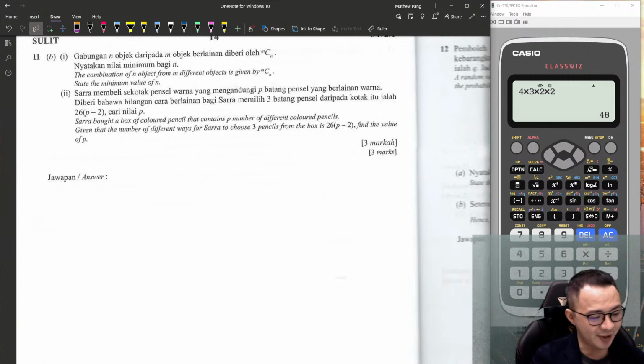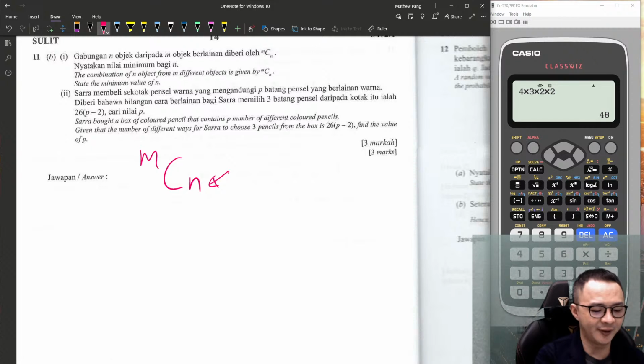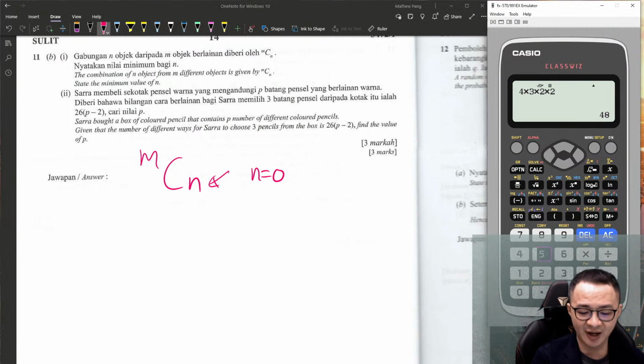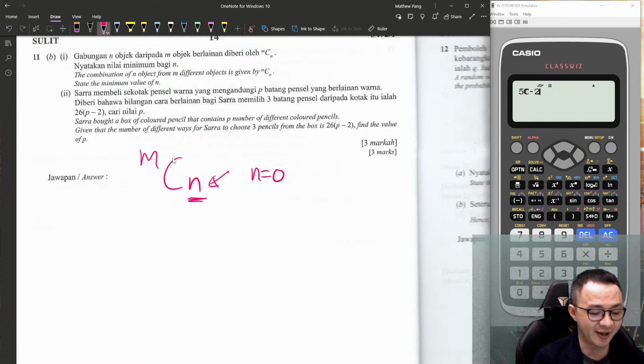Alright, so let's continue with 11b. If you have MCN, the smallest value for n here is 0, because we can have something like 5C0, right? So the smallest number we can get here is the minimum value of n. Can we have any negative value here? You can try -2. You actually get a math error. So basically for C, the smallest value you can get here is 0.